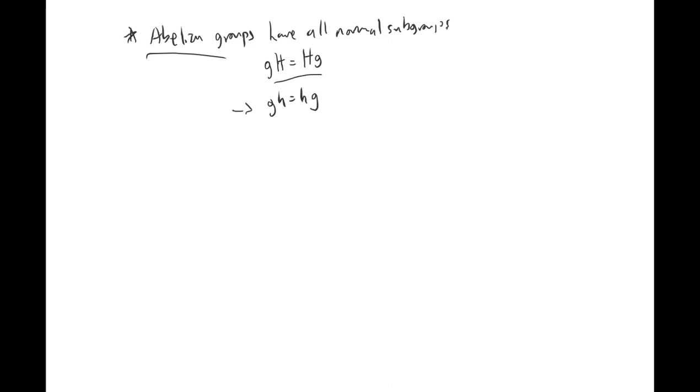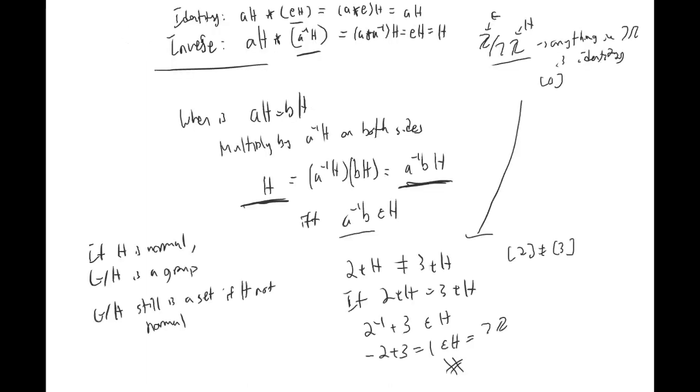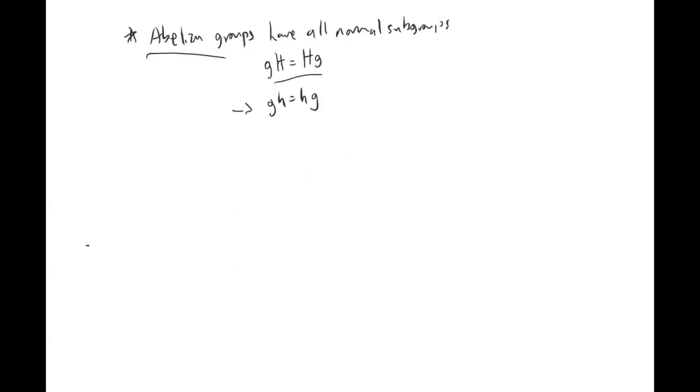So in the case of Z, I didn't really need to check that subgroups were normal, because here Z is abelian. So all subgroups are normal. It's because a plus b is b plus a. So I didn't really need to check anything.